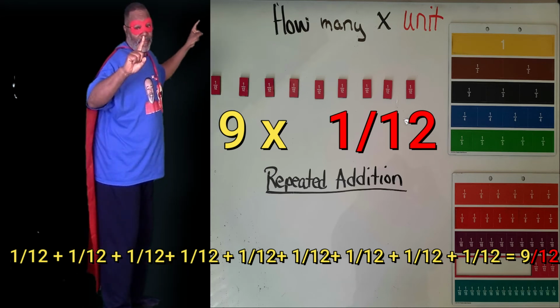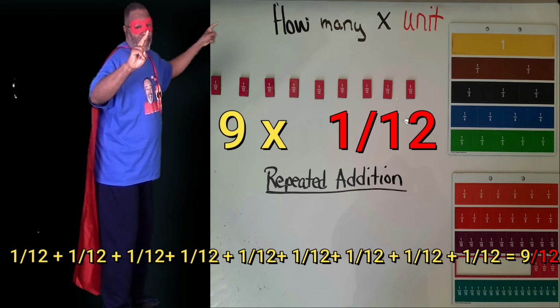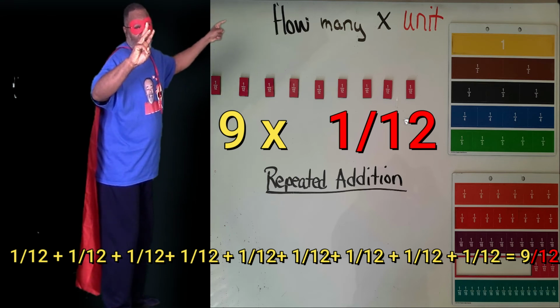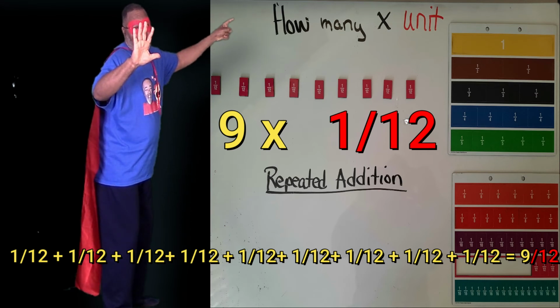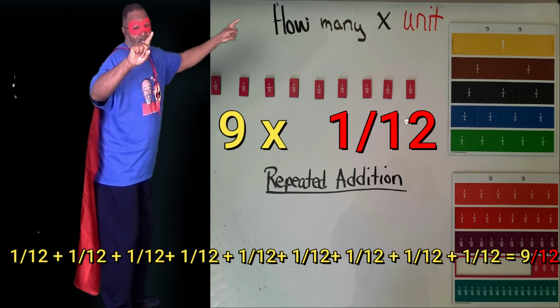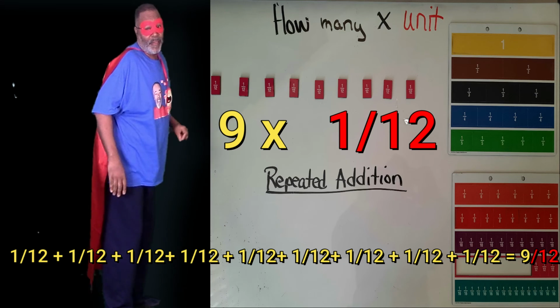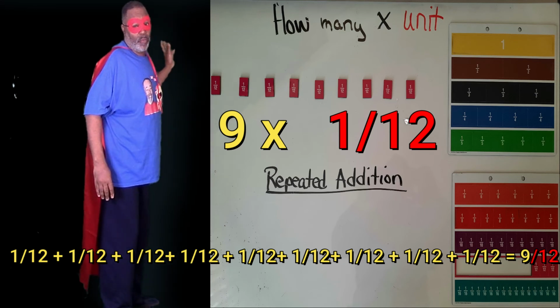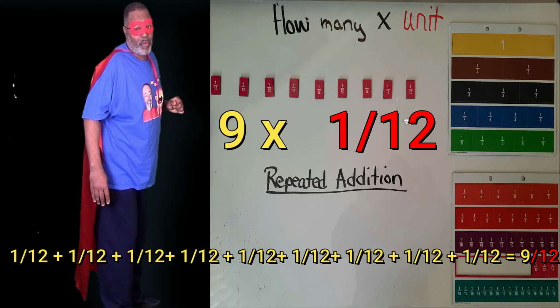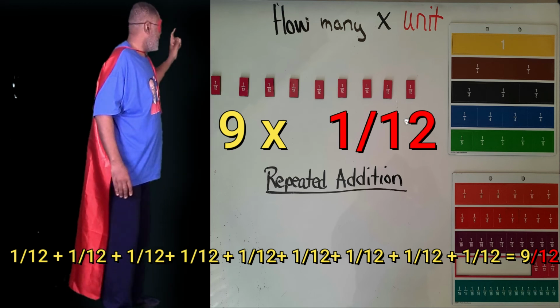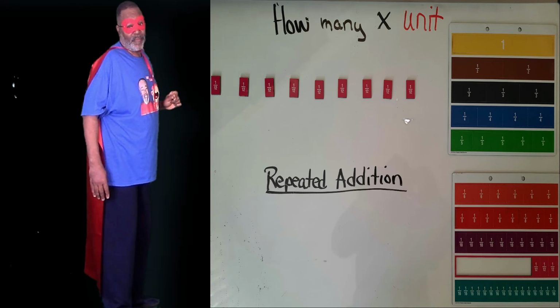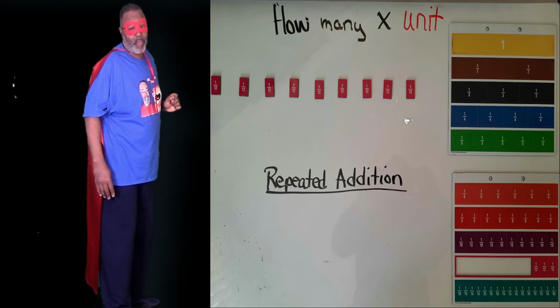1/12, 2/12, 3/12, 4/12, 5/12, 6/12, 7/12, 8/12, 9/12. So when we add all these 1/12 together, it equals what? 9/12. Very good. Very good.